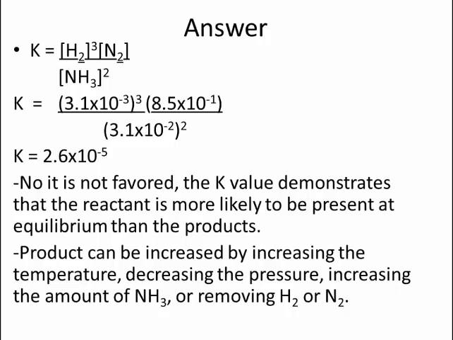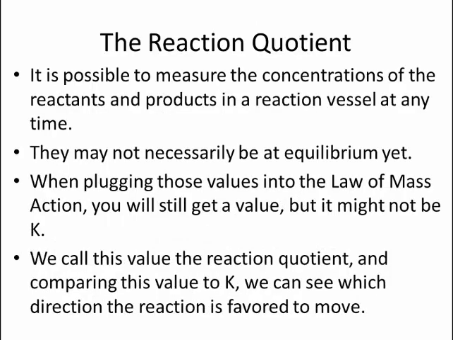The product can be increased by increasing the temperature. Since it's an endothermic reaction, that will shift it to the right. Decreasing the pressure, because there are more moles of gas on the left side than there is on the right. Increasing the amount of ammonia will shift it to the right, or removing hydrogen or nitrogen. So all of those things are used to create the ammonia when the Haber process is being used on the industrial scale.